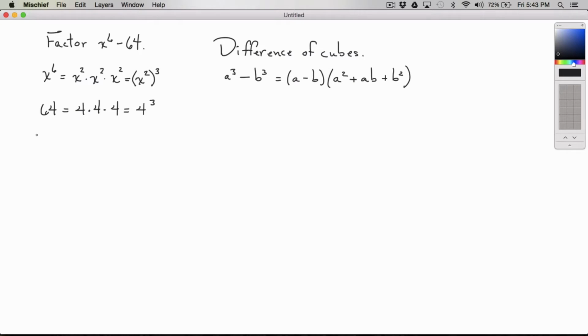So let's factor that. In other words, I could say that x to the 6th minus 64 is equal to x squared cubed minus 4 cubed. Now, if I follow the pattern, notice that these a's are just holding positions for us. But the a value, instead of just being an a, is the entire x squared. It's what's being cubed.